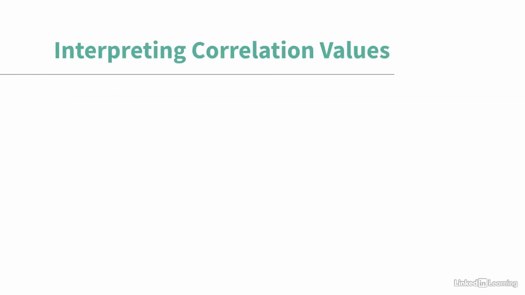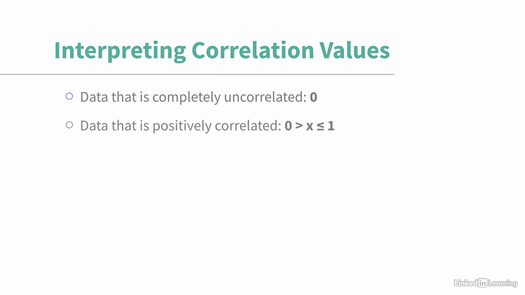So the next question is, how do you interpret your correlation values? You will get a value between 1 and -1. Data that is completely uncorrelated returns a correlation value of 0. In other words, the two sets of values have nothing to do with each other. Data that is positively correlated will be between 0 and 1. And if you have 1, that means the data sets move in lockstep. In other words, they move the same way all the time, every time.